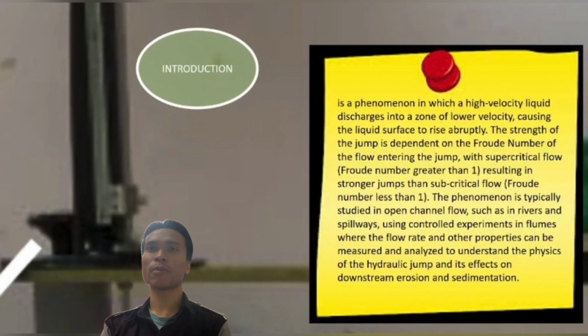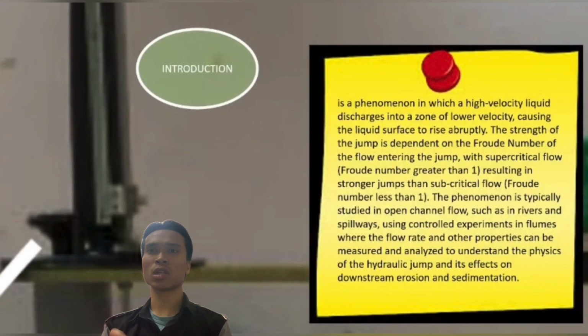Froude numbers represent the influence of non-uniform flow velocity on open channel, where supercritical flow is obtained at Froude number greater than 1, whereas subcritical flow is shown at Froude number less than 1.